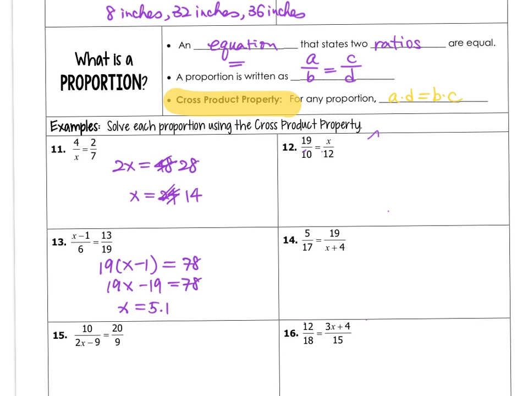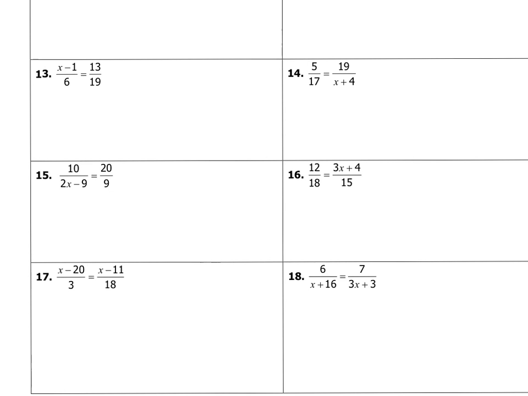Okay, so the rest of it is pretty similar, just one term with variables. Let's do number 17. Number 17, I do have x in two parts of the proportion. So it's still the same thing. You cross multiply. So now I have 18 times x minus 20 equals 3 times x minus 11.